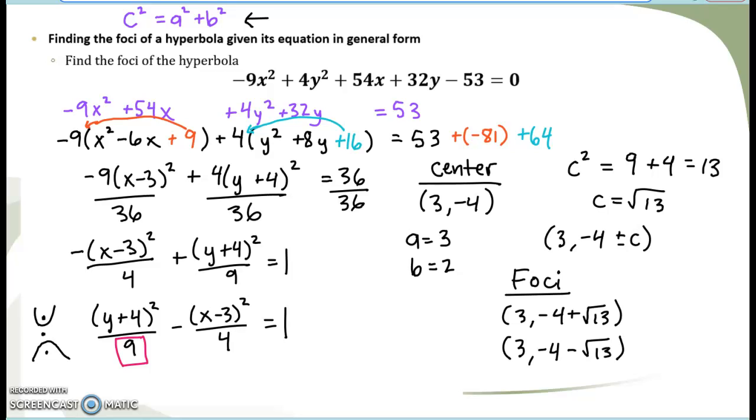Now, very similarly, if we had ended up with an equation that faced left and right, we would do the same exact work, making sure we identify a and b correctly, and then we would add and subtract c to our x value, because we would now be moving in a left to right fashion. So that is finding the foci of a hyperbola given its equation in general form.